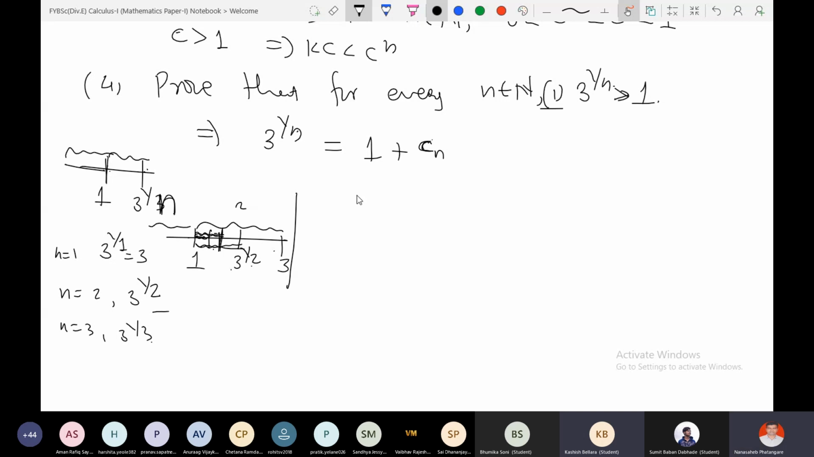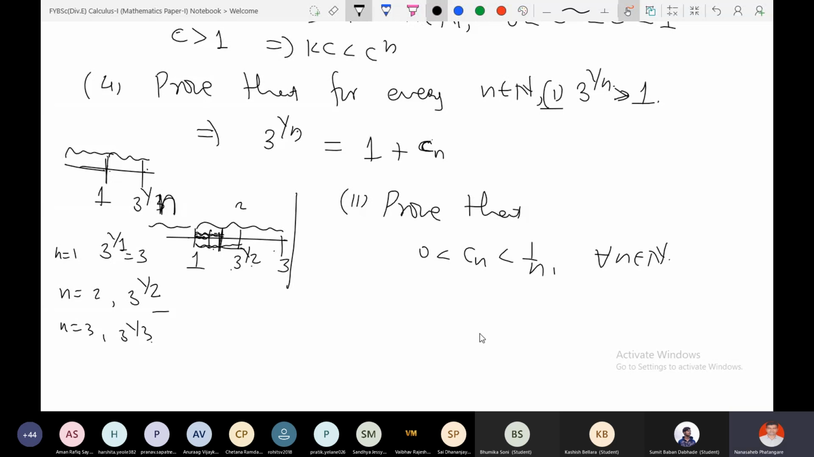Now, my second question is: prove that 0 < Cn < 1/n for all n. This additional part is less than 1/n for each n.